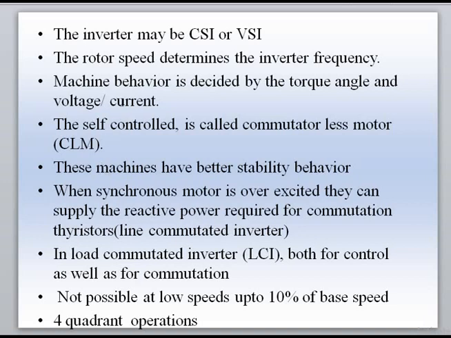See some of the points regarding closed loop. The rotor speed determines the inverter frequency. Machine behavior is decided by the torque angle and voltage or current. See, CLM is nothing but the self-control machines or control systems are called commutator-less machines. These have higher stability, and here inverters may be line commutated or load commutated. Both are natural commutation systems only.